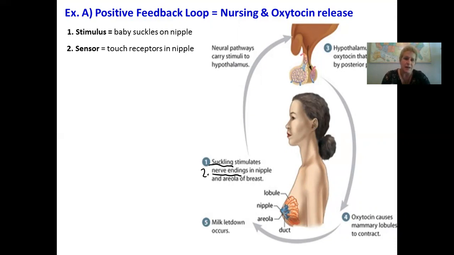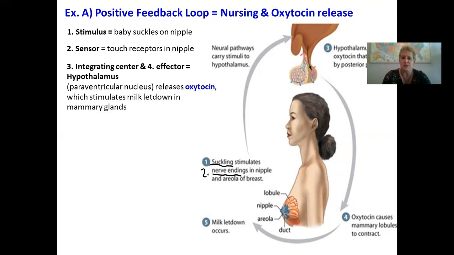Now, once they're stimulated by a child nursing, the sensors send information to an integrating center that also acts as the effector. The integrating center is your hypothalamus. All right, that is a structure in your brain. You learned about that. It's just below the thalamus and just above the pituitary gland. That hypothalamus has a lot of nuclei in it, and one group of them called the paraventricular nucleus releases oxytocin. So that's an effector. That's something that's secreting a hormone. Oxytocin, you've probably heard of it before, but that is a hormone that travels through the body and it causes milk letdown from the mammary glands.